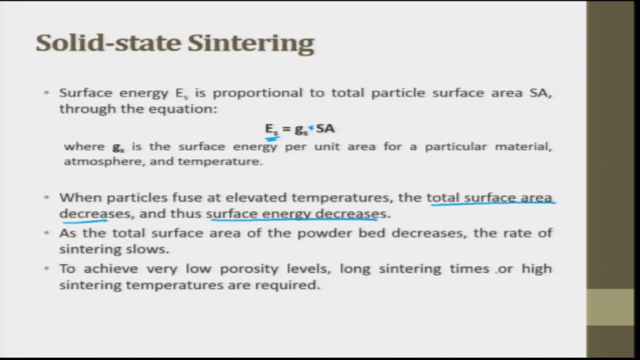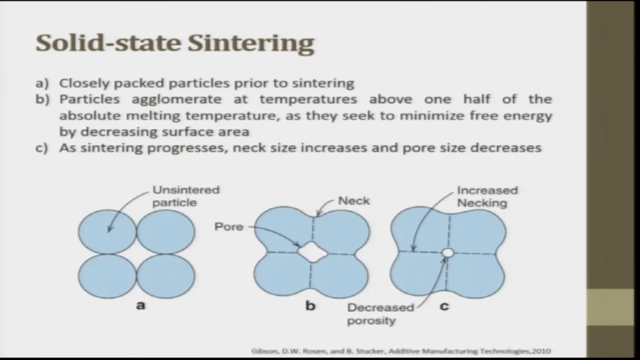As the total surface area of the powder bed decreases, the rate of sintering slows. To achieve a very low porosity level, long sintering time or high sintering temperatures are required. Sintering time, sintering temperatures, but sintering temperature is important. Okay. So, surface area plays a role, then temperature also plays a role.